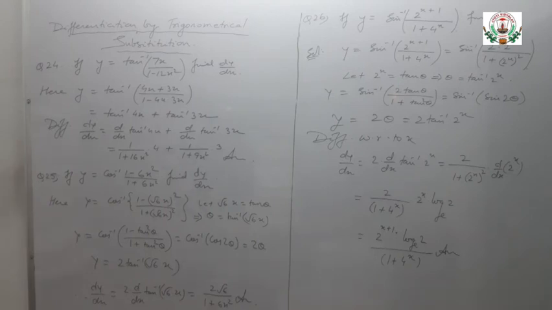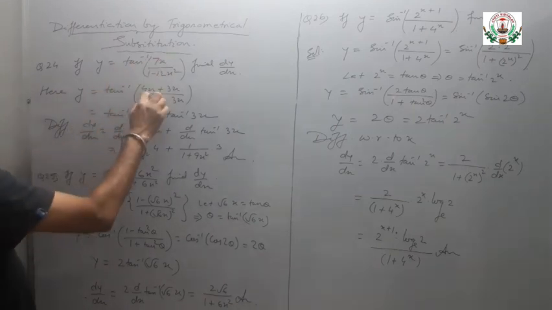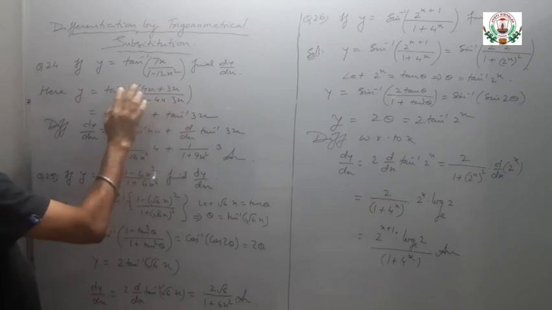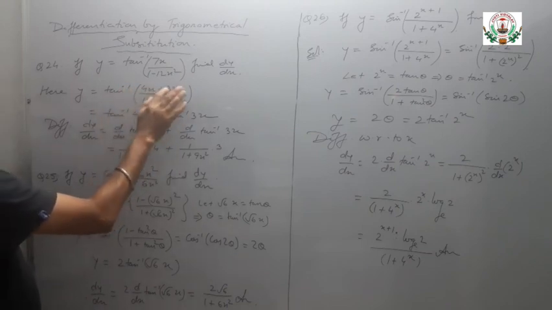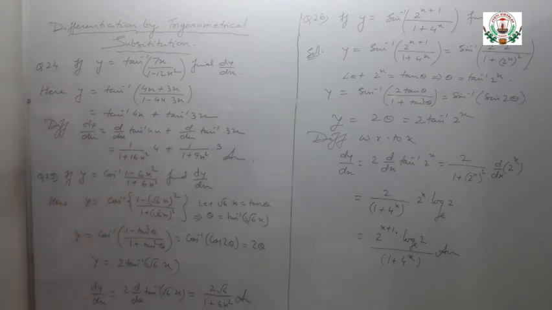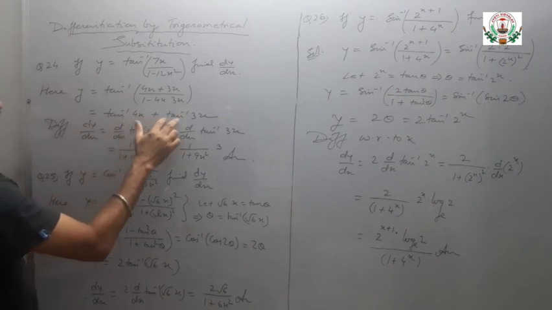Now the next question: if y equals tan inverse of 7x upon 1 minus 12x square, find dy by dx. We can adjust this function in the form of tan inverse of (x plus y) upon (1 minus xy). So 7x can be written as 4x plus 3x, and 12x square can be written as 4x into 3x. So that it becomes tan inverse of (x plus y) upon (1 minus xy), which equals tan inverse of x plus tan inverse of y. Therefore y equals tan inverse of 4x plus tan inverse of 3x.